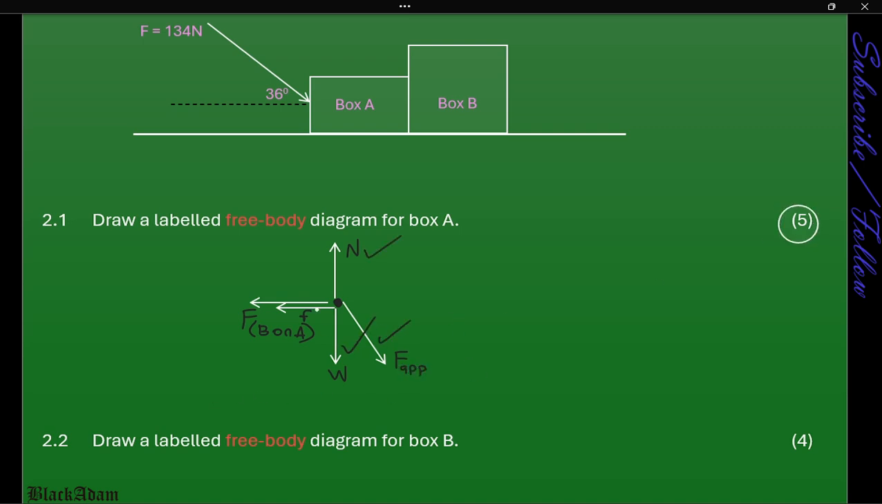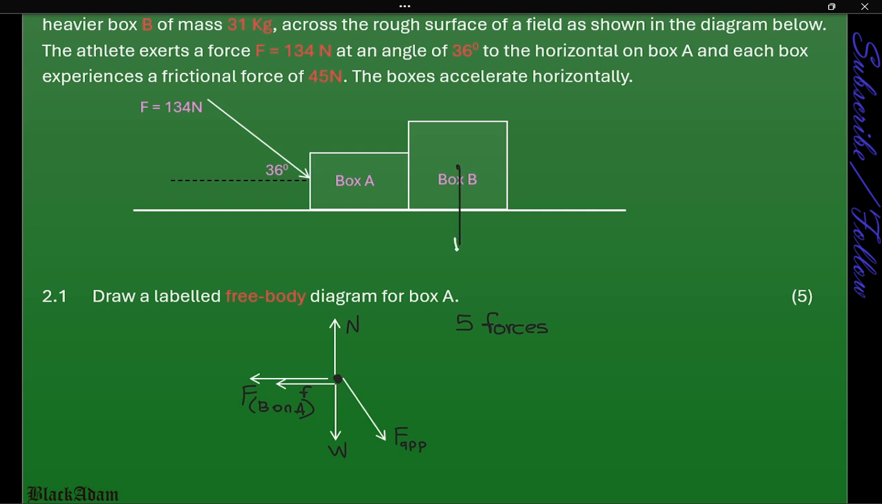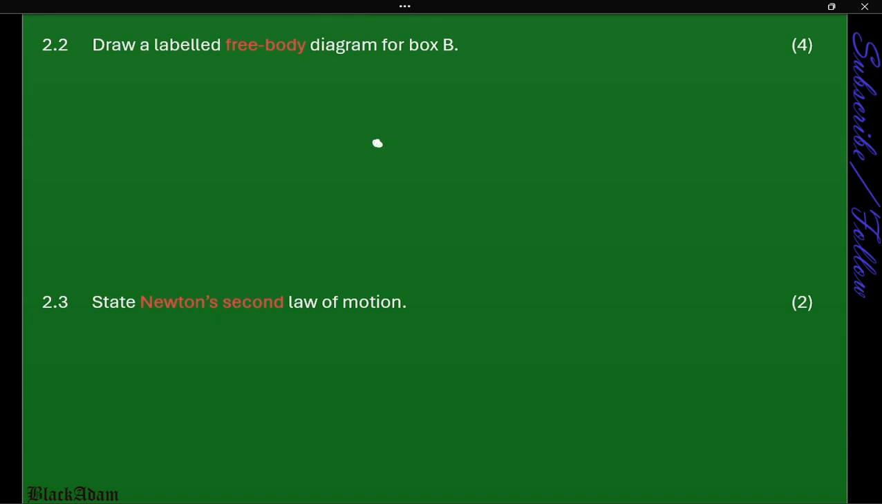5 marks, so 1, 2, 3, 4, 5 forces. So always look at the marks and determine how many forces you have. So it's 5 forces actually. You should have 5 or more, but we just have 5 for the meantime. So for B, we have weight, friction, normal force, and the force that A applies on B, so force A on B. And then from there we can just resketch that on 2.2.